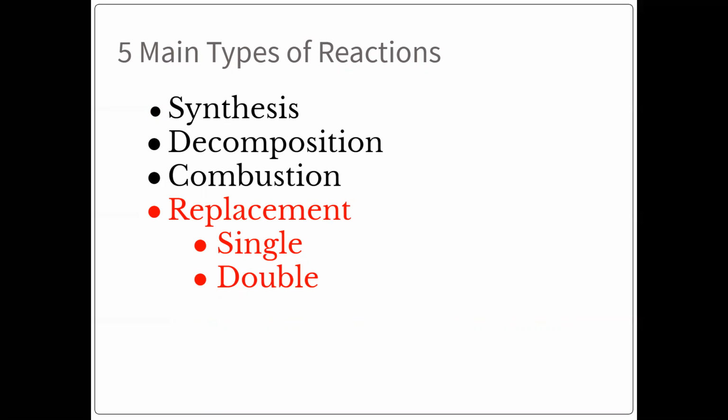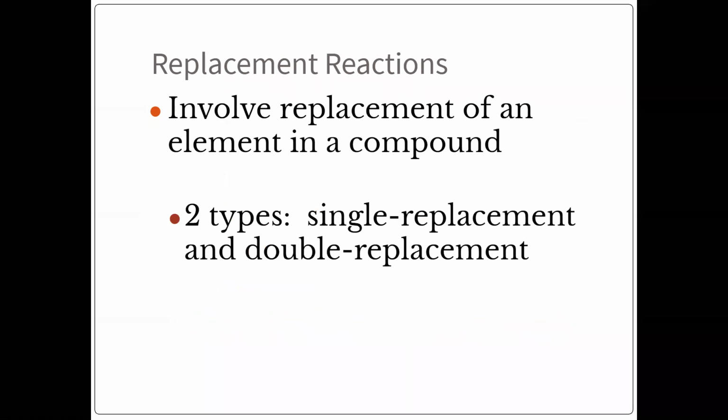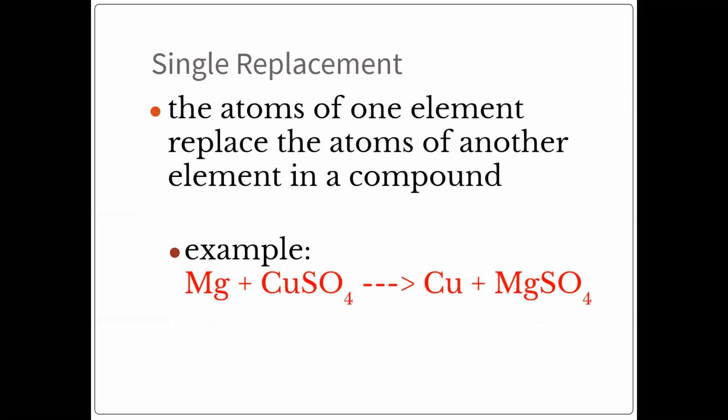Replacement reactions, again, there's two types of them. There's single replacement and double replacement. They involve the replacement of an element or a compound. So there's the two types, single replacement and double replacement. They're going to look a little bit different. So with single replacement, you're going to have the atoms of one element replacing the atoms of another element in a compound. So that sounds kind of confusing. So let's look at this example.